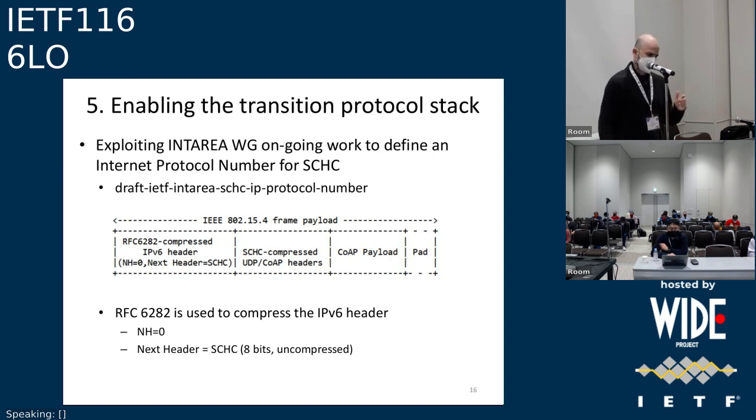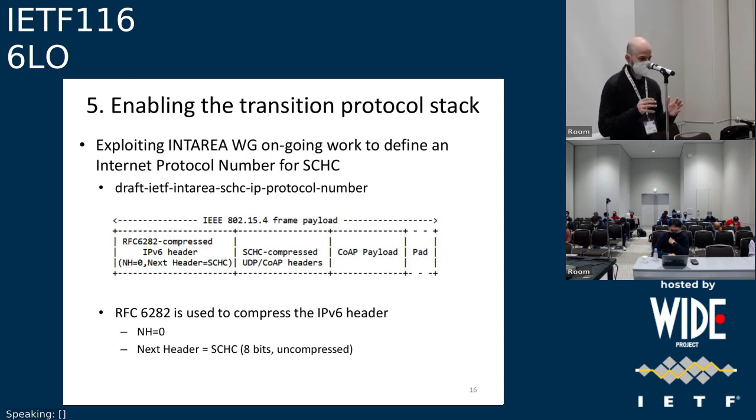So initially, I talked about enabling this transition protocol stack, where the idea is using 6LoWPAN to compress the IPv6 header, but then using SHIC to compress UDP CoAP headers. So how do we want to enable this? Well, the approach we are considering is to exploit some ongoing work that's happening in the Internet Working Group to define an Internet protocol number for SHIC.